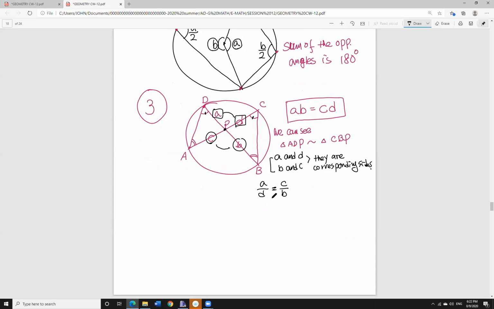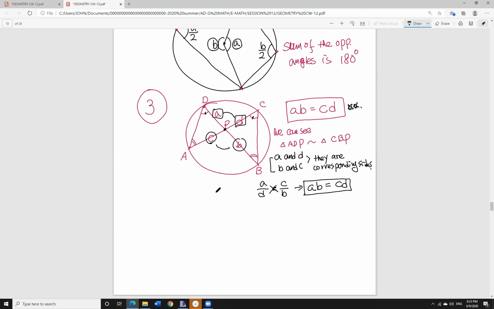Okay? Now let's make a cross product. What happened? Finally, we can show the simple form: AB equals CD, isn't it? AB equals CD. Now we got the theorem over here.